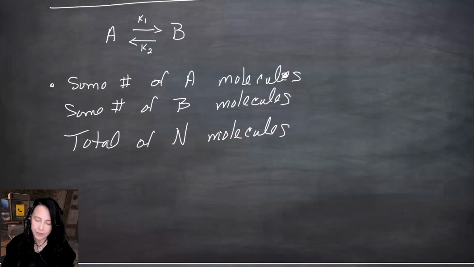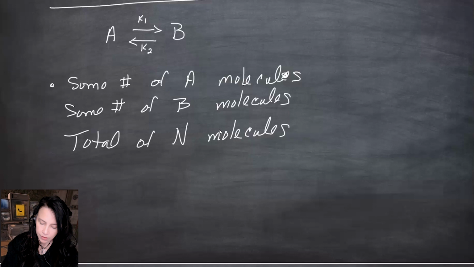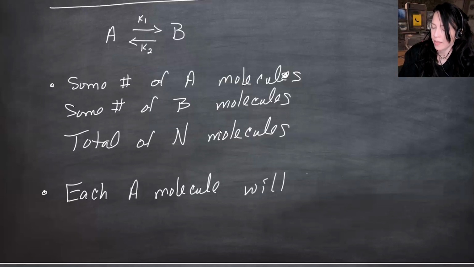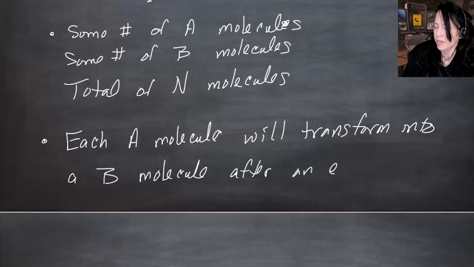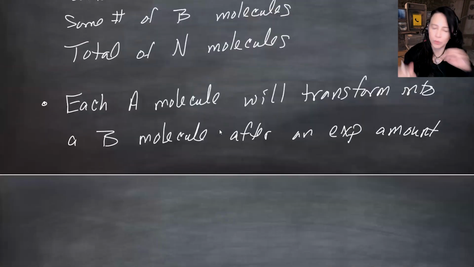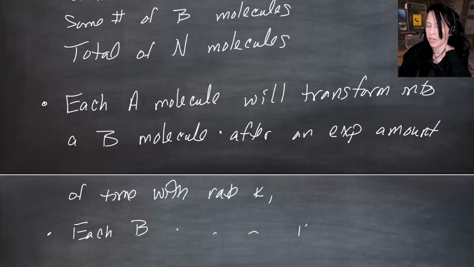So let me just say, each A molecule will transform into a B molecule after an exponential amount of time with some rate K1. That's what the chemists use, Ks instead of lambdas. And then each B molecule, blah, blah, blah, exponential amount of time with rate K2.